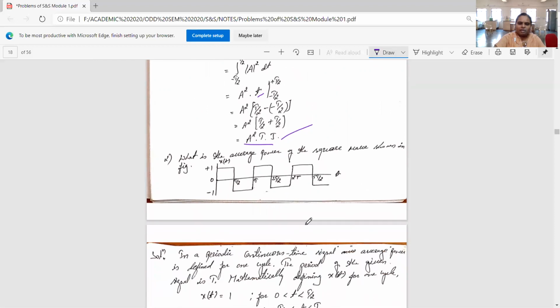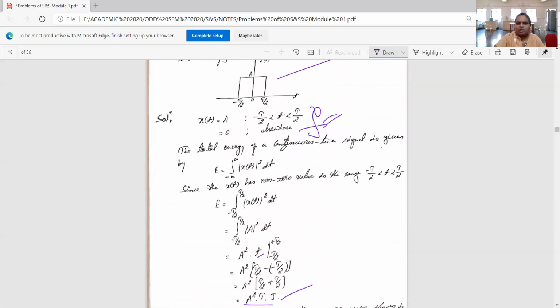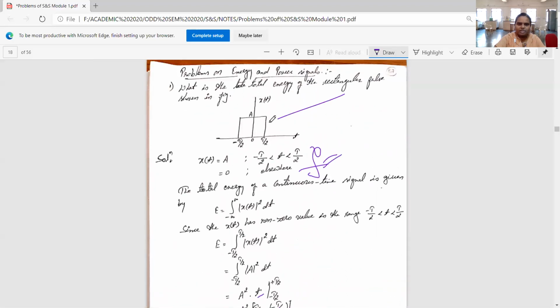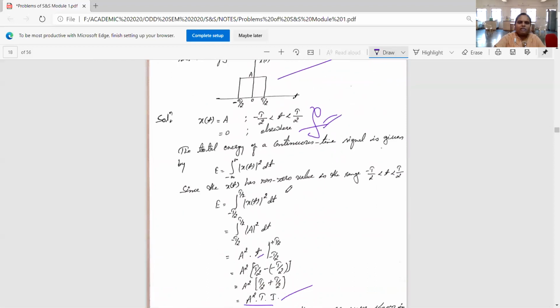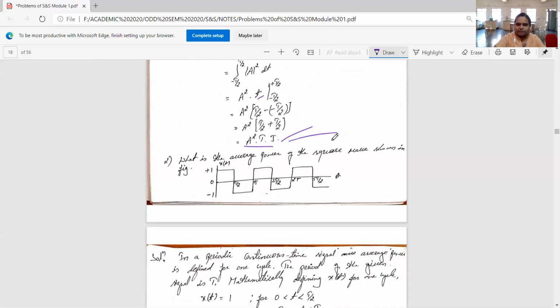Then observe here, it is a non-periodic signal, right? A non-periodic signal consists of energy. Energy is the non-periodic signal, right? That is what is satisfied here.